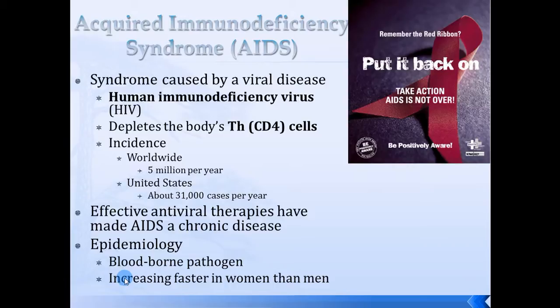HIV causes AIDS, but AIDS is not absolutely HIV. AIDS is telling you that your immune system is at a very low level. Right? HIV is telling you that you have a presence of a virus. When you look at the infection rates, we've got about 5 million per year, about 31,000 here in the United States. The cell it affects is a T helper cell.